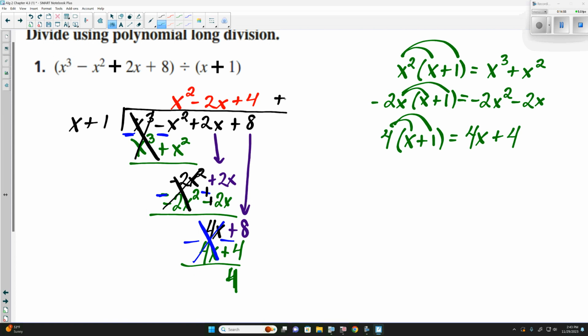Now we do need to add the remainder back to our answer if we have a remainder other than 0. We put it back in. So we do put the 4, the remainder, on top of this fraction. And what have we been dividing everything by? X plus 1. So we put the 4 over x plus 1. And that's our answer.